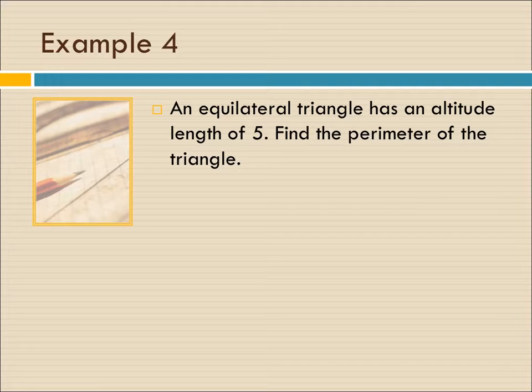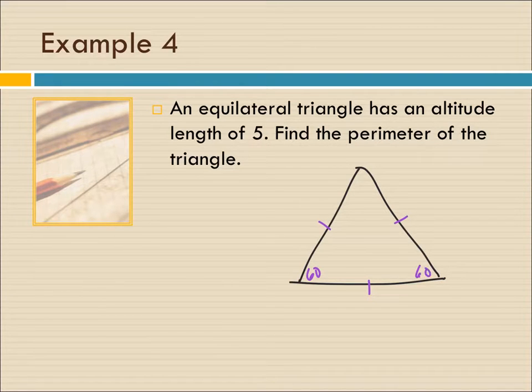Okay, this one says an equilateral triangle has an altitude length of 5. Find the perimeter of the triangle. So start with a triangle. What do we know about an equilateral triangle? The sides are the same. And what do we know about the angles? They're all the same. So if I have 3 angles that are all the same measurement, what do they equal? 60, right? 180 divided by 3. Everybody good on that? So this would be 60, this would be 60, and this would be 60.